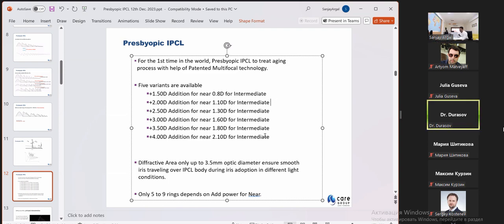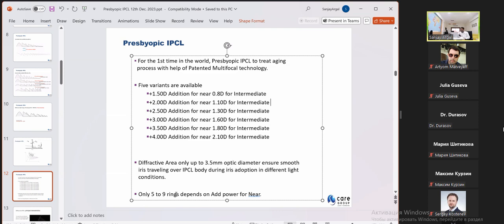And the number of rings is only 5 to 9. The number of steps is only from 5 to 9. So less addition will have fewer steps. More addition will have more steps.